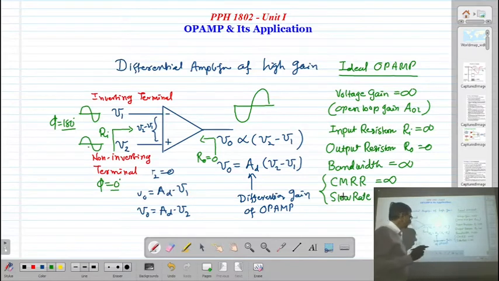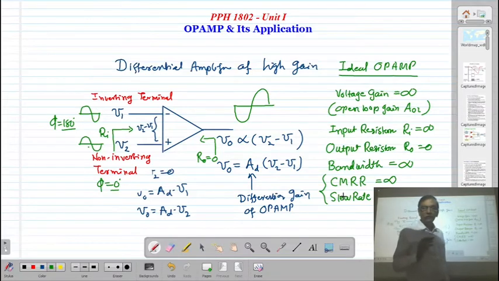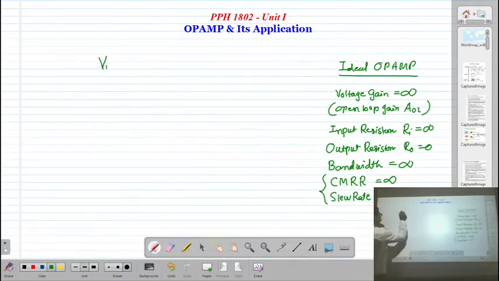Okay. Now let us see what is a virtual ground. To understand the operational circuit or op-amp circuit, it is very necessary to understand what the virtual ground in the op-amp is. On the basis of this, you can analyze any kind of circuit. The concept of the virtual ground is very important.